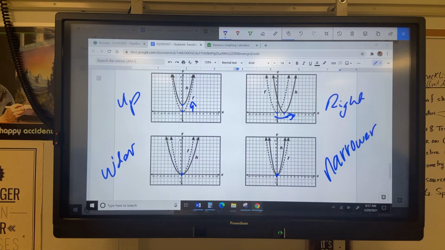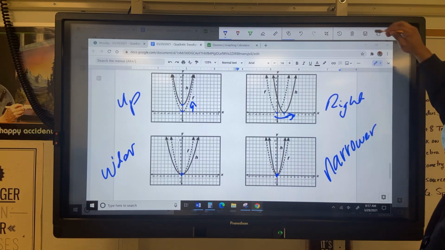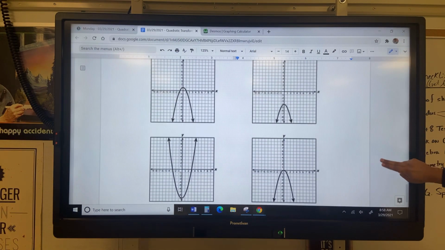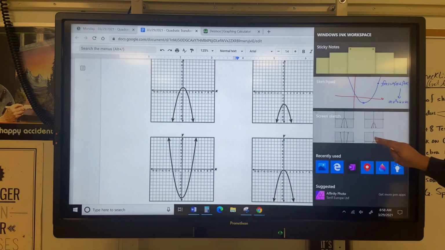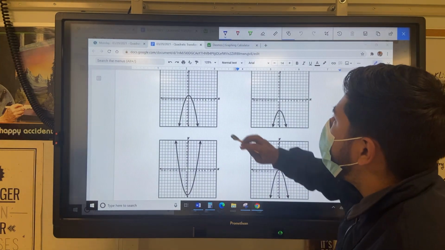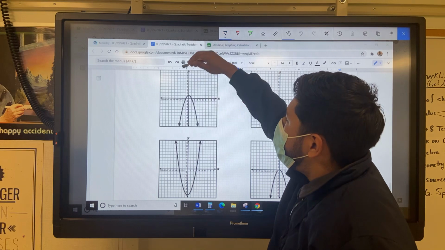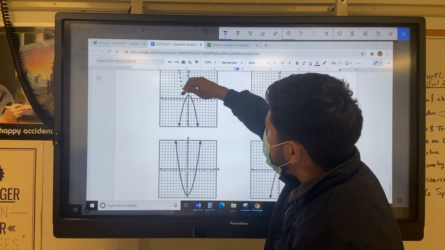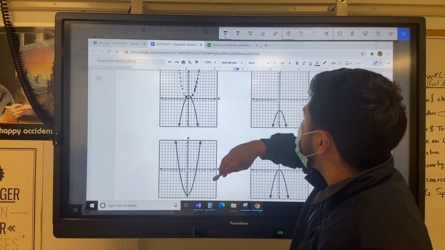Positive, you need to catch up real quick. Alright, right here. Careful. Remember, if you need to draw the parent function, do it. Oops. Dash, dash, dash.